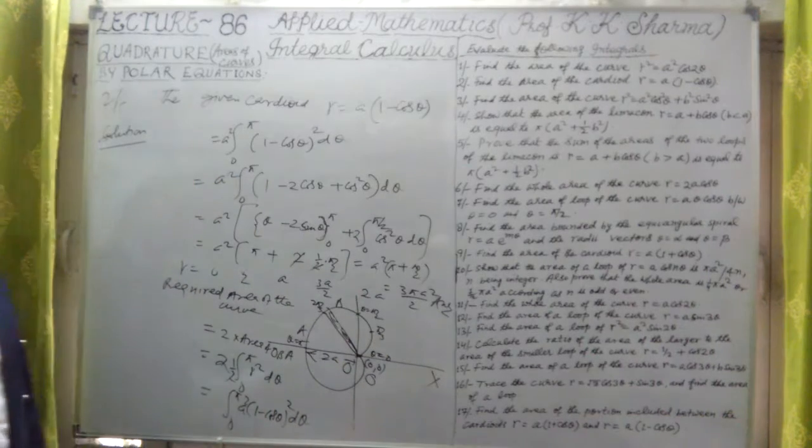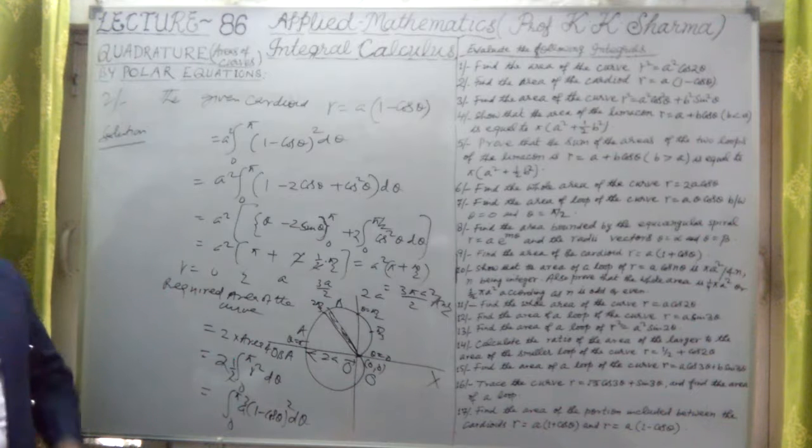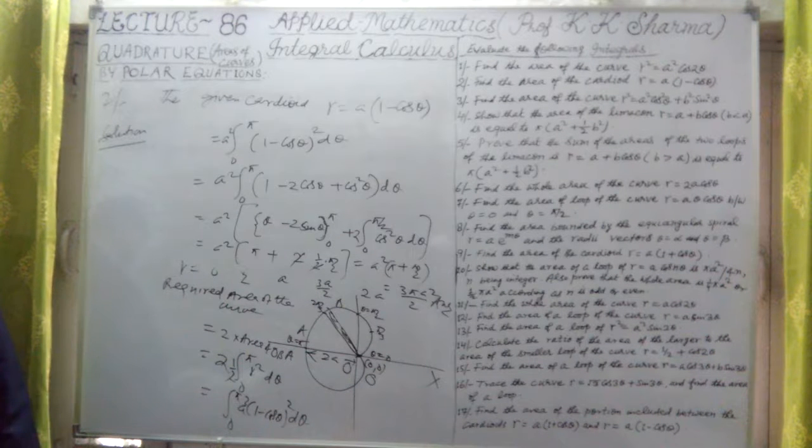To answer this question, the total area of this curve will give us 3 pi a square upon 2. So this is nothing but 3 pi a square upon 2. This is the area. Okay, so this is the second question which we have done here, 3 pi a square upon 2. Alright, this is the answer here.